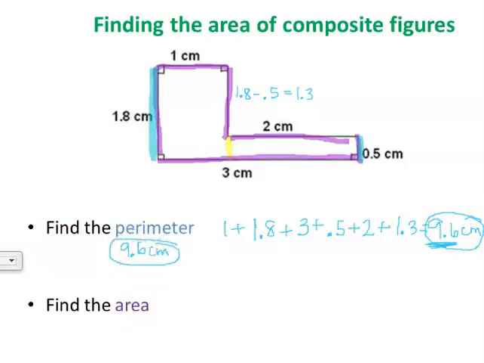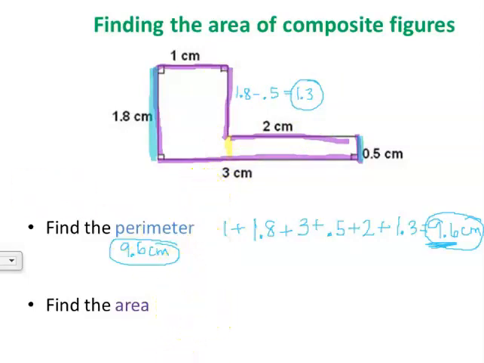Sometimes all the side lengths might not be given, but there's always going to be enough information that you can use some of the other given lengths and do some math to figure out a missing side length, like we did for the one missing side length above. Now let's find the area.